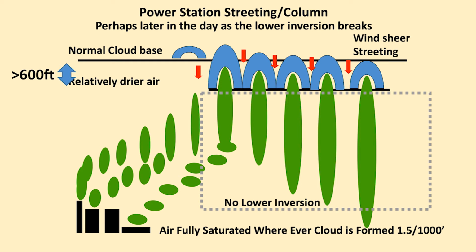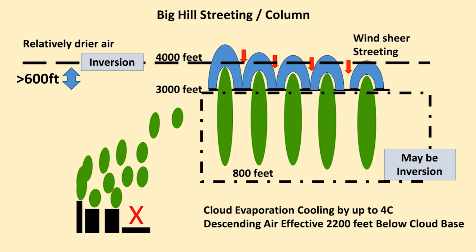The column thermals then, as they link together going downwind, may extend to below any lower inversion, or there might not be a lower inversion, in which case it extends all the way down to the ground, making a blustery surface wind. In this example, we have a lower inversion at around 800 feet. Therefore the cloud evaporation cooling the air by up to 4 centigrade makes the air descend effectively 2,200 feet below cloud base.